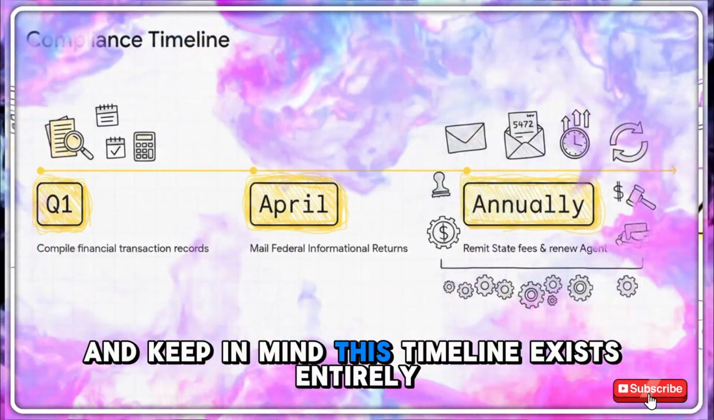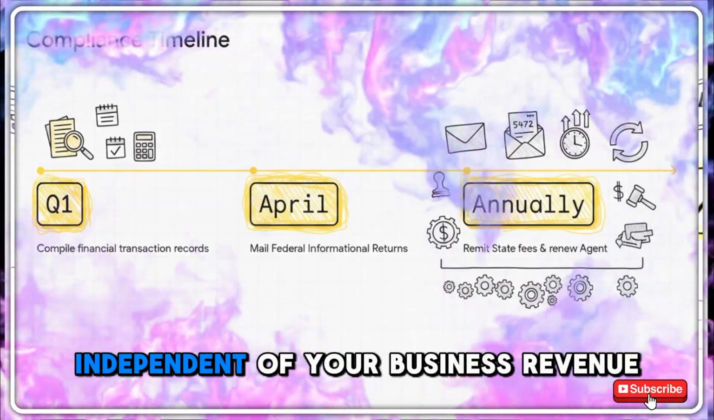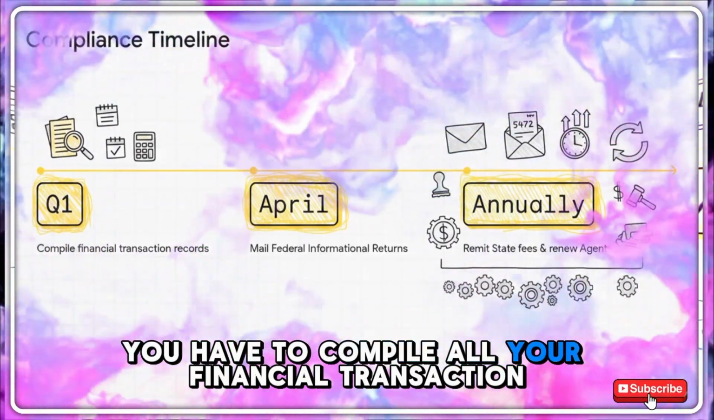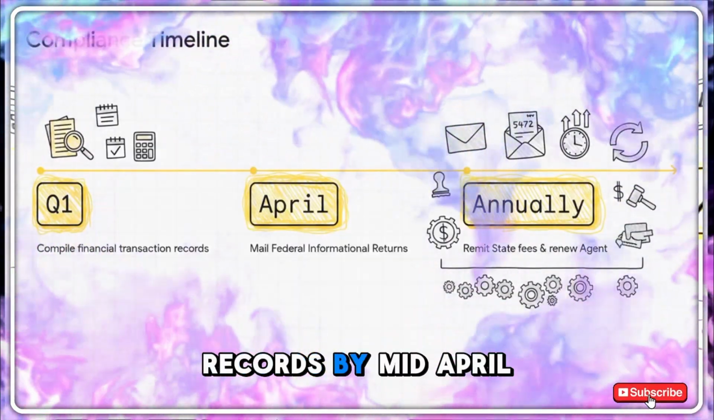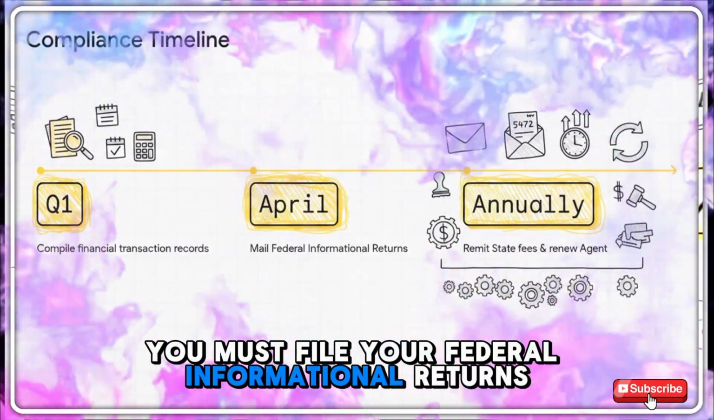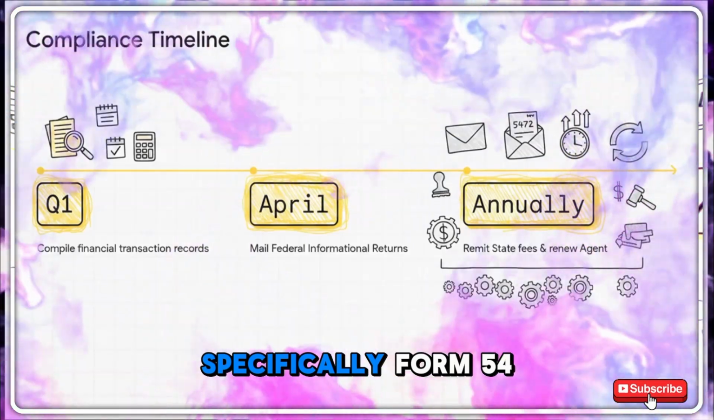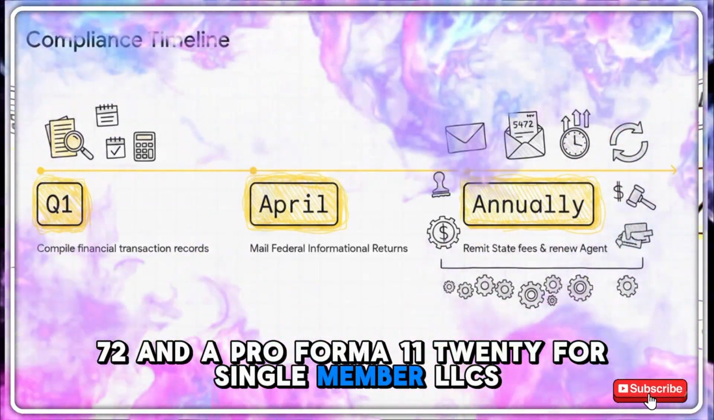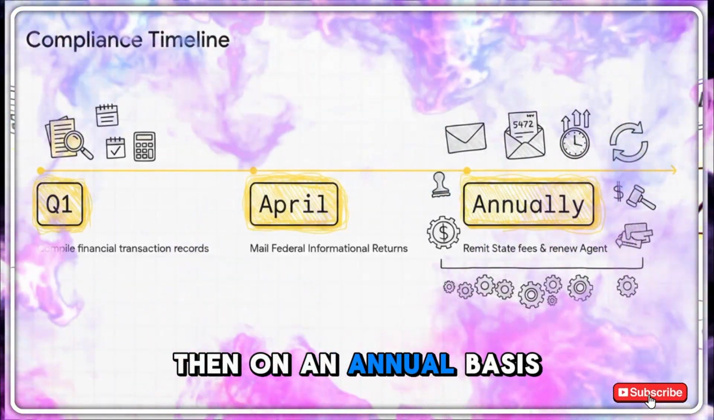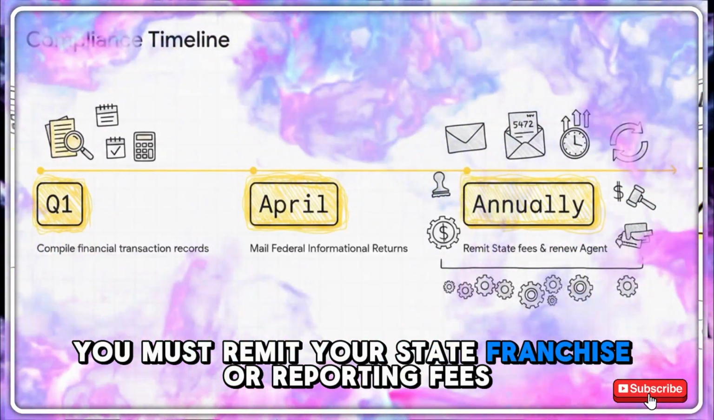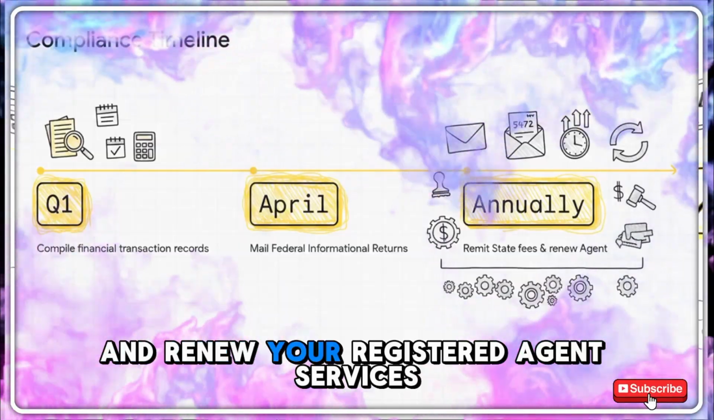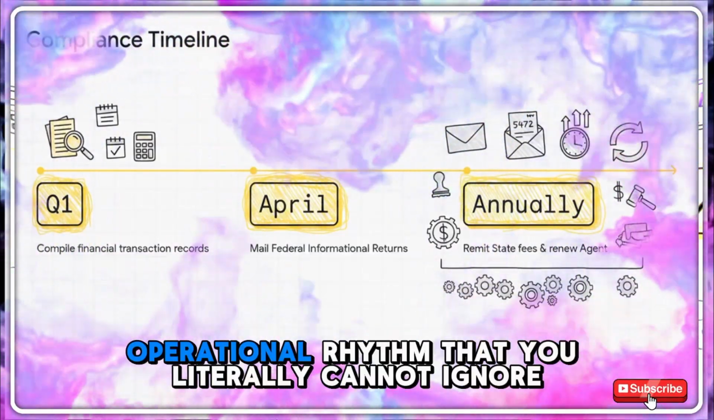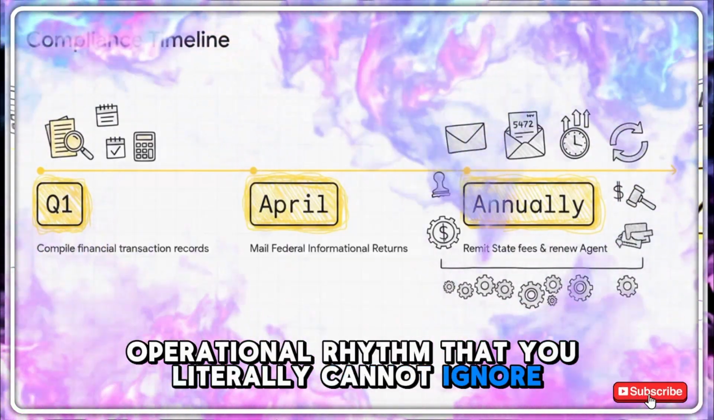And keep in mind, this timeline exists entirely independent of business revenue. In Q1, you have to compile all your financial transaction records. By mid-April, you must file your federal informational returns, specifically Form 5472 and a Pro Forma 1120 for single-member LLCs. Then, on an annual basis, you must remit your state franchise or reporting fees and renew your registered agent services. This is a mandatory operational rhythm that you literally cannot ignore.